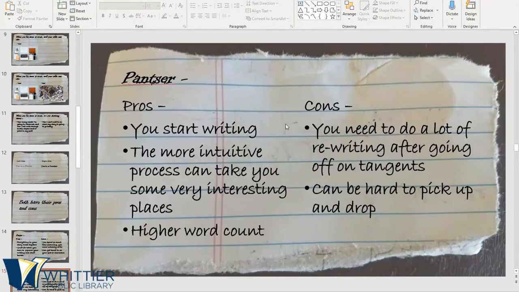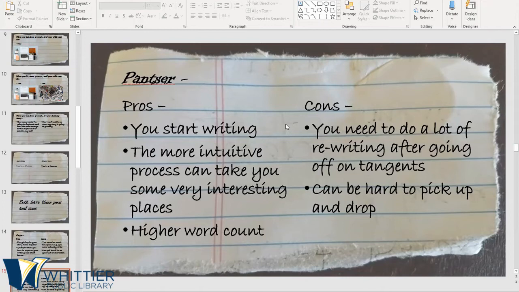Now, if you're a pantser, there's a big pro in that you start writing. Most pantsers have no problems getting started writing. They just get in there, tap, tap, tap, or scribble, scribble, scribble. And truth be told, the more intuitive process can take you some very, very interesting places. You don't know where it's going to go, and it sure enough ends up someplace you would never have thought, but boy, that is a damn good place to go.